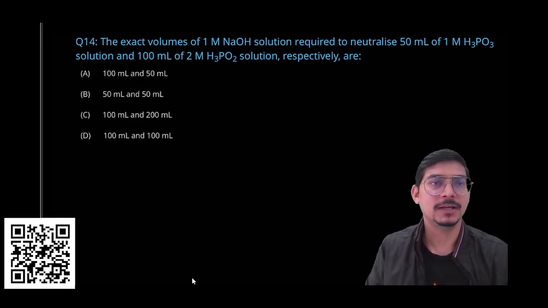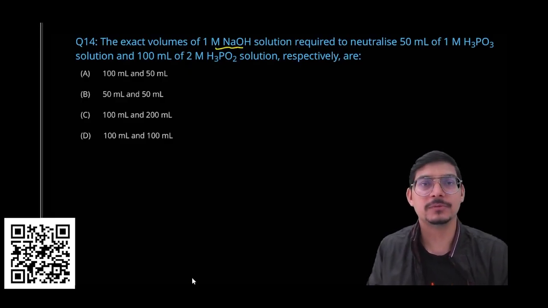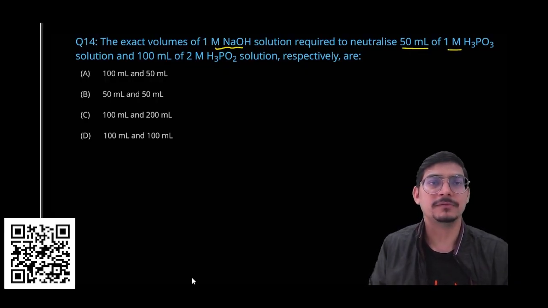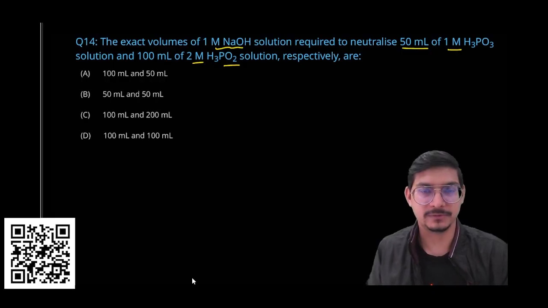Hi everyone. In this question, we have to find out the exact volumes of 1 molar NaOH solution that are required to neutralize 50 ml of 1 molar H3PO3 and 100 ml of 2 molar H3PO2 solution respectively.